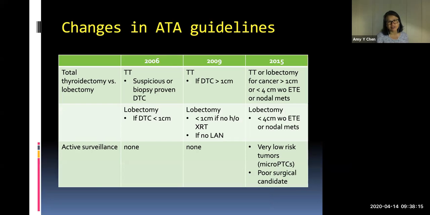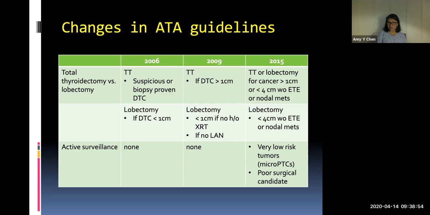So if we look at the changes in ATA guidelines from 2006 to 2009 to 2015, in the old days, pretty much if you had any sort of biopsy-proven thyroid cancer, your whole thyroid gland came out. Rarely did we do lobectomies, and really active surveillance was not even on the table. In 2009, we became a little bit more nuanced. If the thyroid cancer was greater than 1 centimeter, once again, we went ahead and did a total thyroidectomy. And we only recommended a lobectomy if it was a micro PTC and if there was no lymphadenopathy. Again, active surveillance was not on the table.